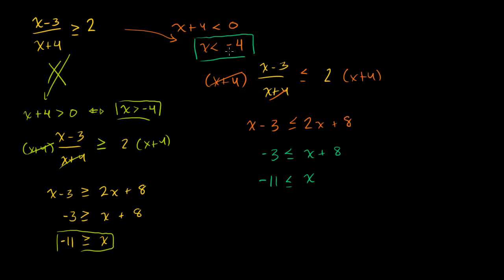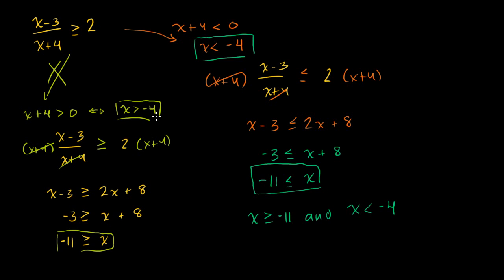If x is less than minus 4, in order for this equation to hold up, x also has to be greater than minus 11. And this is actually possible. So x has to be, we can rewrite this, greater than or equal to minus 11. I just swapped the two sides. And x has to be less than minus 4.